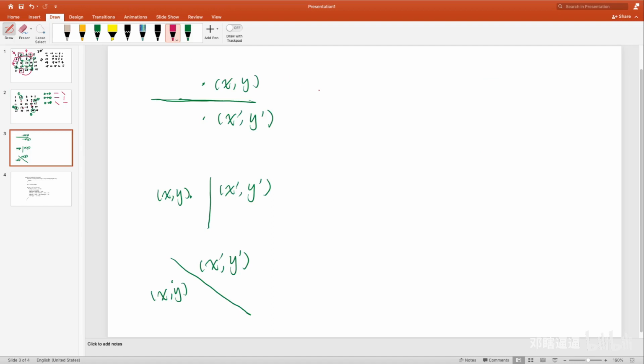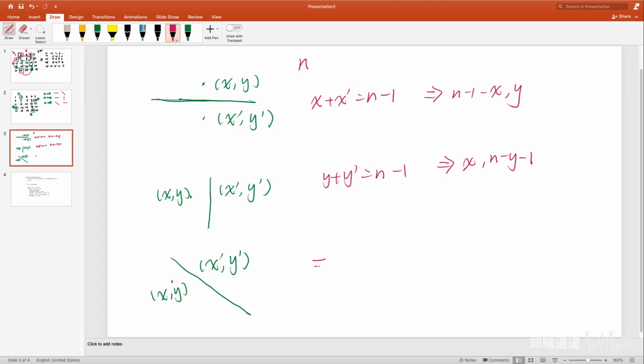Because this is a square, the length and the width are both n. In the first case, which is horizontal, x plus x prime equals n minus 1, so the coordinate is (n minus 1 minus x, y). In the second case, y plus y prime equals n minus 1. This gives us (x, n minus 1 minus x). And the last case is (y, x).